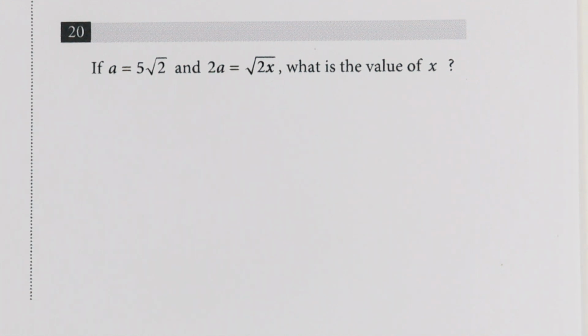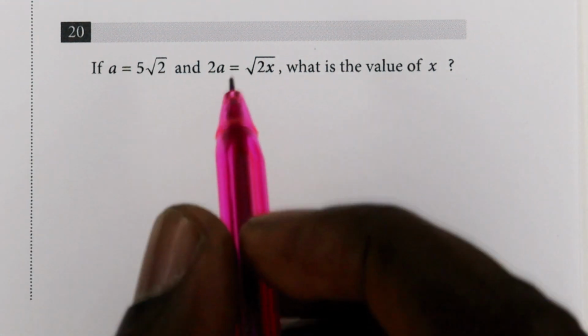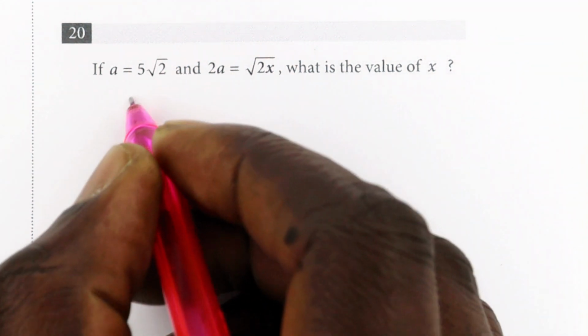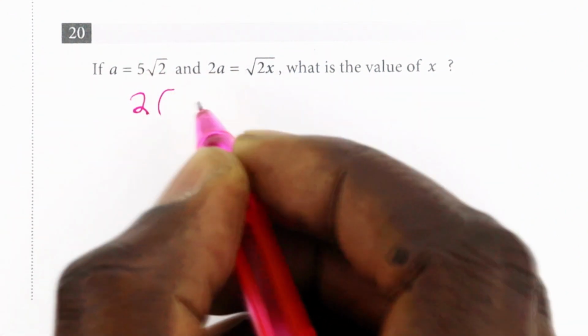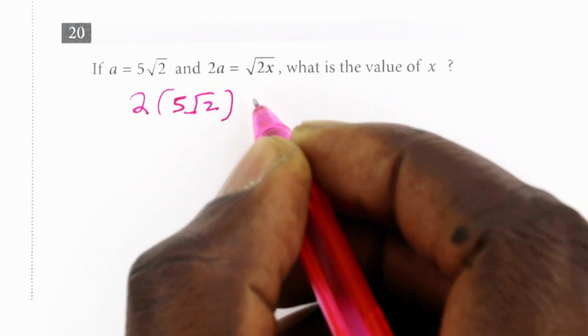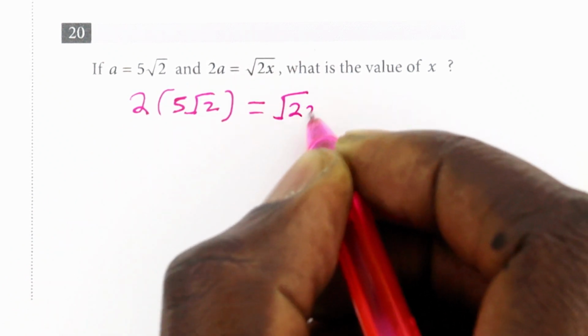Let us look at this interesting SAT question. If a is equal to 5 root 2 and 2a is equal to root of 2x, what is the value of x? So what you need to do is just substitute the value of a into the second equation, that is 2a, which is the same as 2 times 5 root 2, is equal to root of 2x.